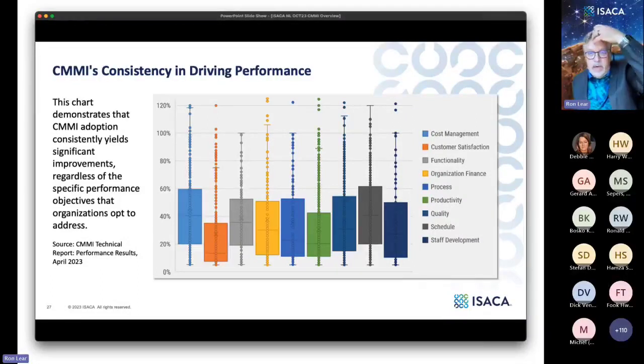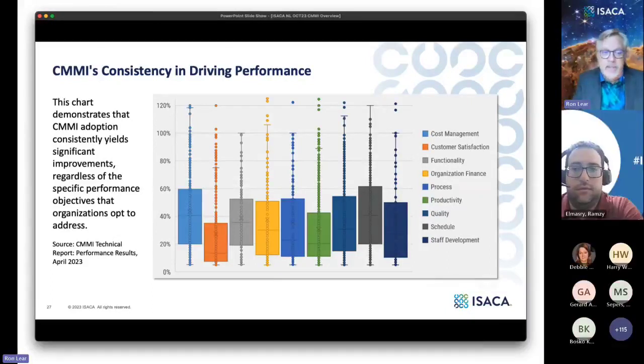This slide is showing you that across these categories on your right, so cost management, customer satisfaction, functionality, finance, process productivity, quality, schedule, and staff development, you're seeing a very high and consistent correlation from organizations being able to achieve, for example in cost management, 20 to 60% achievement in that performance. So they've been able to make those kinds of changes consistently, across all appraised organizations that we've had since we launched in 2019. So it's very, very telling information. The link for this is found in our technical performance report. I'll have a link for that in the slides that we send you.